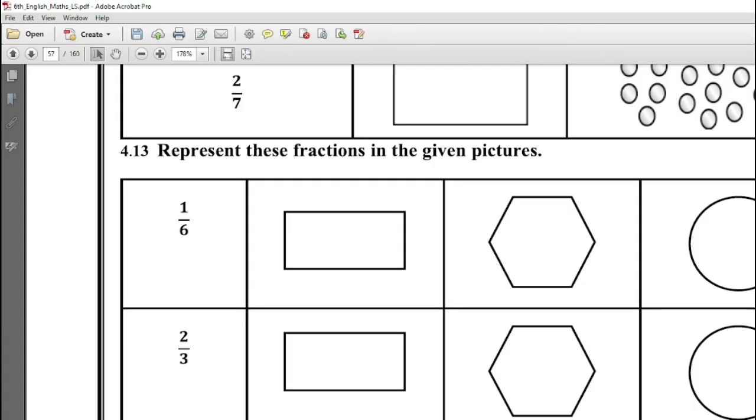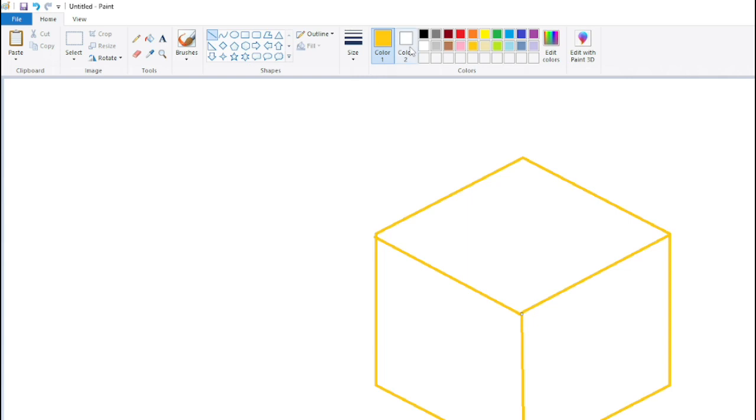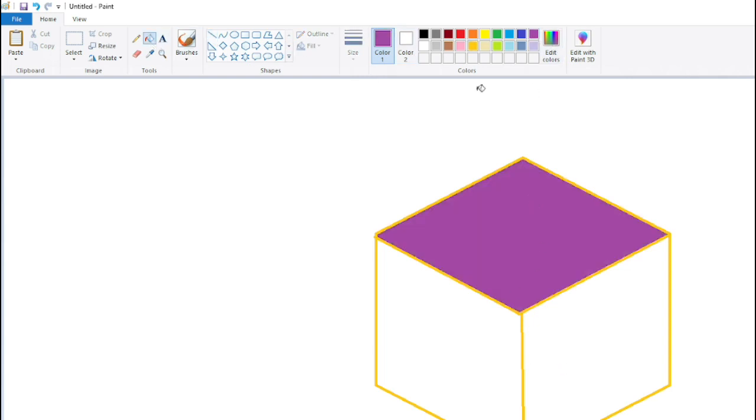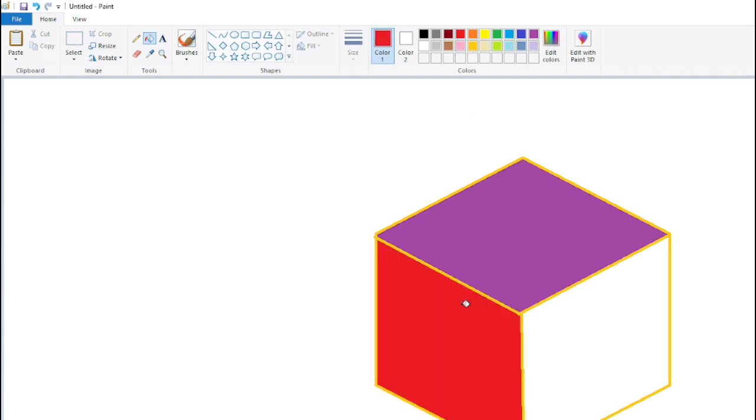See here, this is 3 by 2, means you have to give the color like this. How to give the color? Here is color. Let us give one color, and if you like, there is a second color. So it represents how much? Okay, it represents 2 by 3.